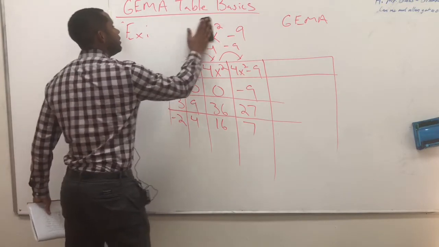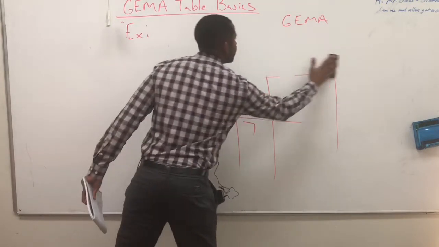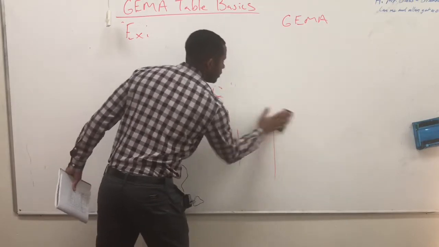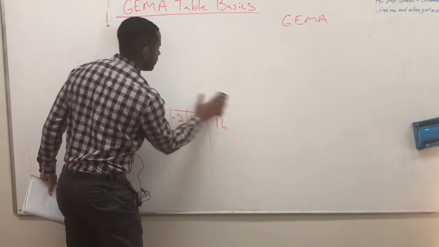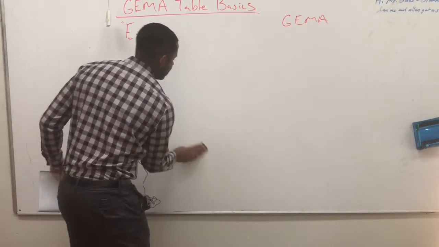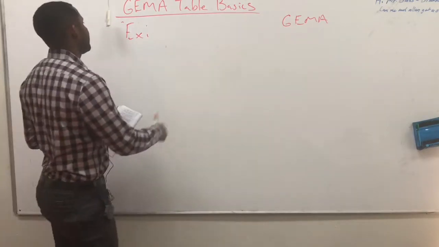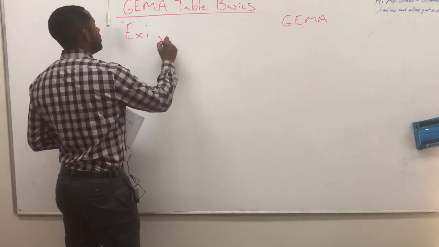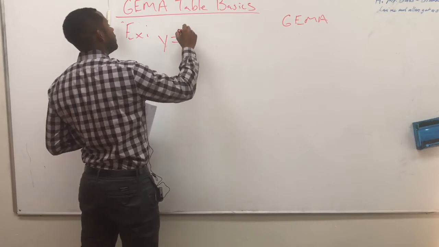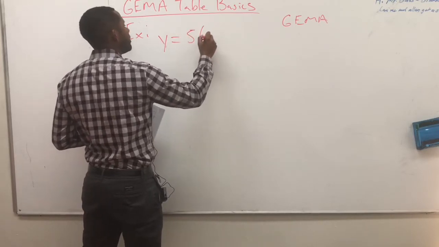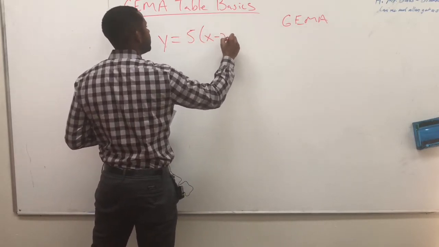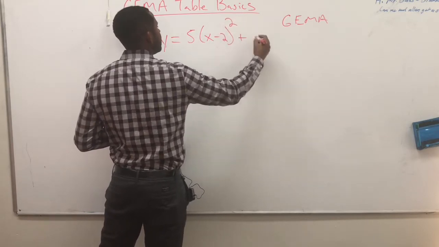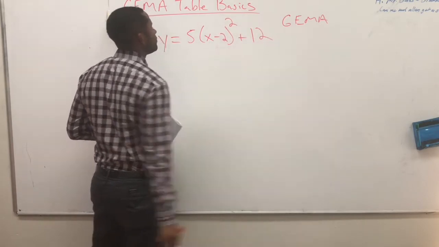All right. We're going to build another GEMA table, and this one's going to be more similar to what we're actually going to use for our class. It's going to say, oh, let's go y equals 5 times (x minus 2) squared plus 12.